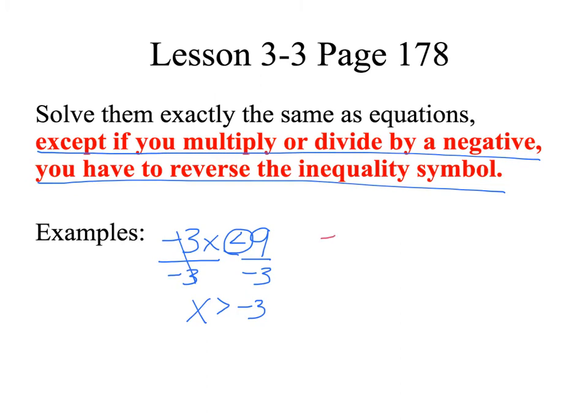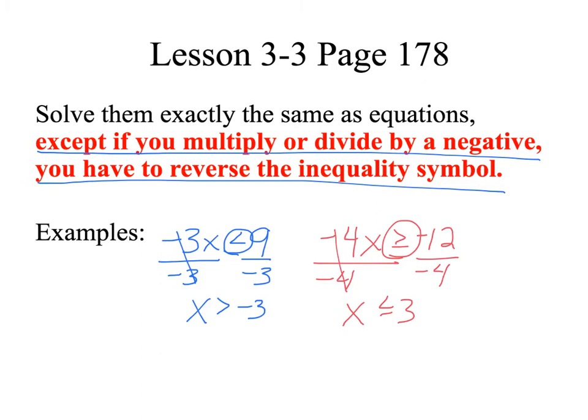So if I have negative 4x is greater than or equal to negative 12, I'm going to divide both sides by negative 4, and the negatives will cancel out, and I have x. You got to flip the sign. It was greater than, now it's less than, and then I have 3.